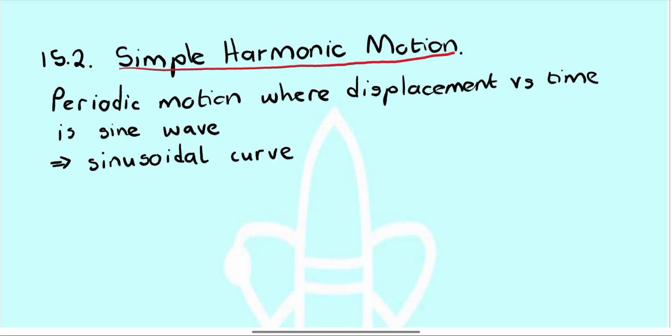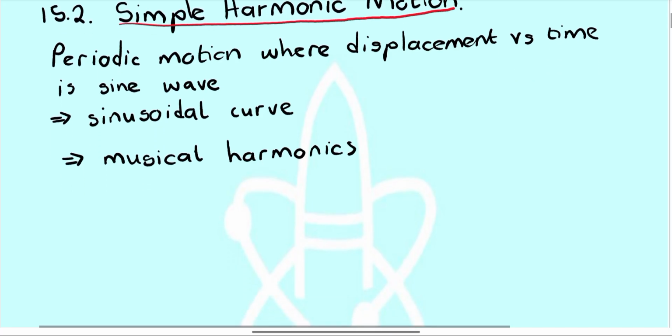The word harmonic itself originates from music, when they are saying musical harmonics. So this is what simple harmonic motion means.